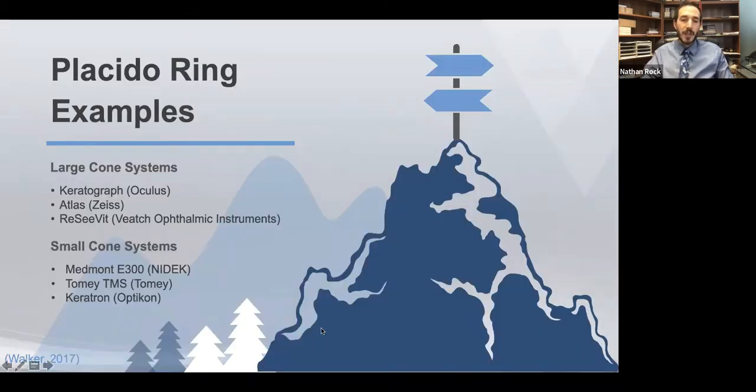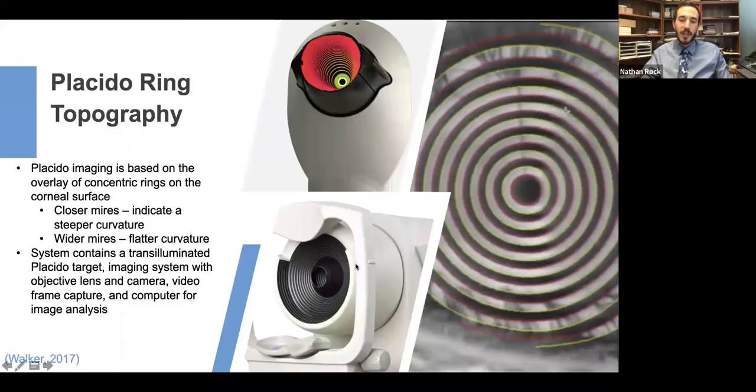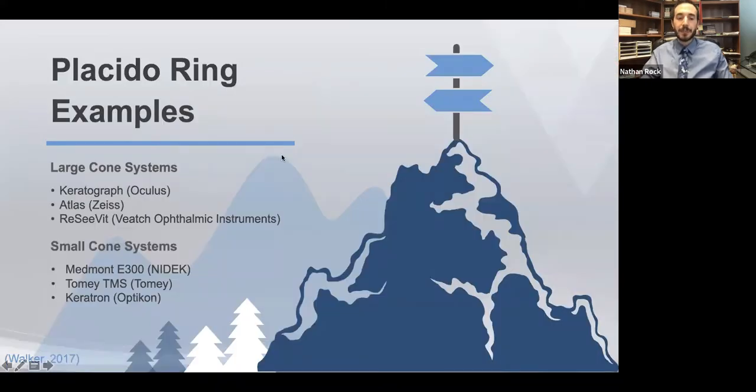Different examples here. There's many, many, many, and this is not a complete list, but it's a pretty good list. So a large cone would be like this one here at the bottom, where the cone that's projected on the cornea is very, very big. And then small cone, which I know we're losing our reference, but this is only maybe a few inches across or even less, versus maybe 8 to 9 inches across for this large cone, and maybe 1 to 2 inches for this one. They work on the same principle.